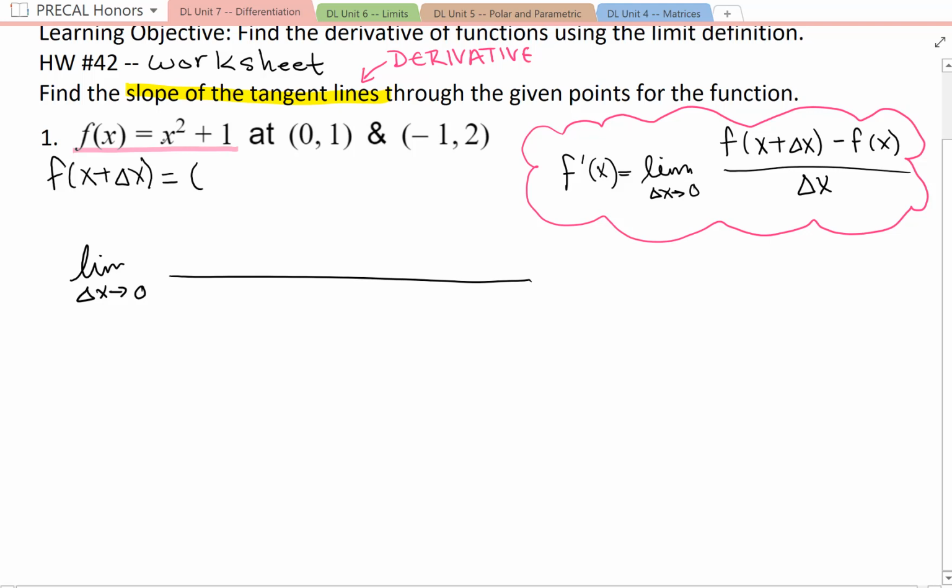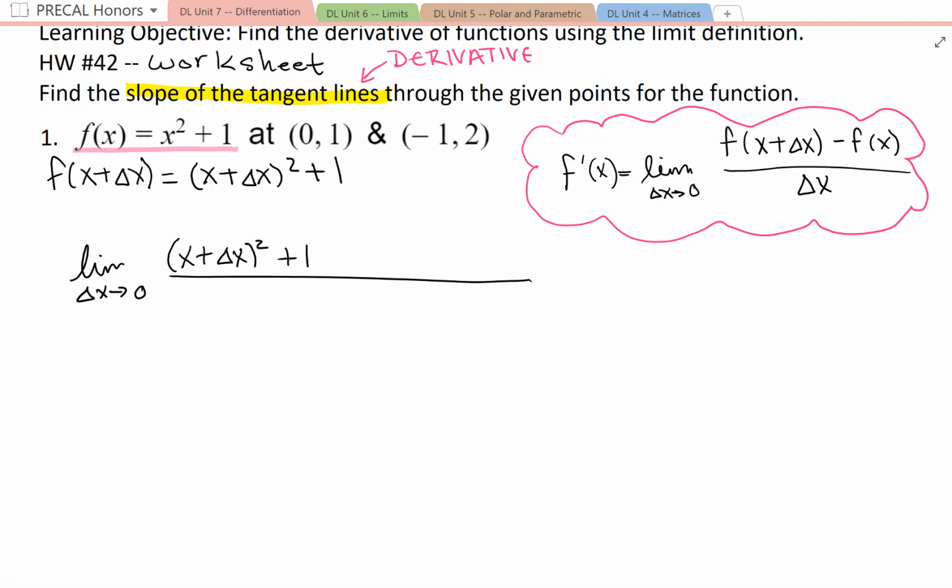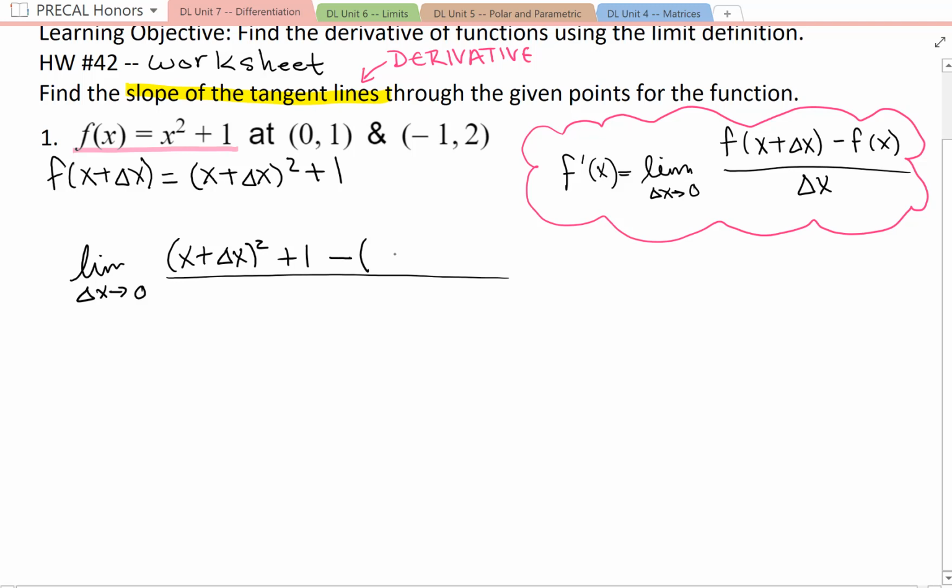This would be the input squared, so x plus delta x squared plus 1. This is what we'll plug in. And then we will subtract the f of x function. Please do not forget, every single time when you subtract, you're subtracting the entire function, meaning you have to distribute this negative, all over delta x.